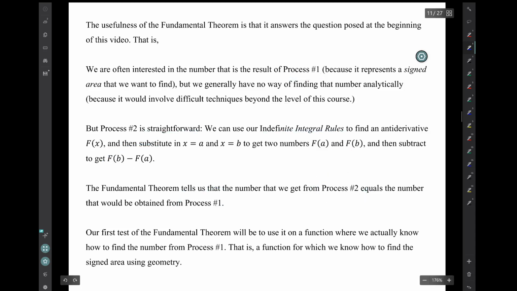Our first test of the fundamental theorem will be to use it on a function where we actually do know how to find the number from process number 1. That is, a function for which we know how to find the signed area using geometry.